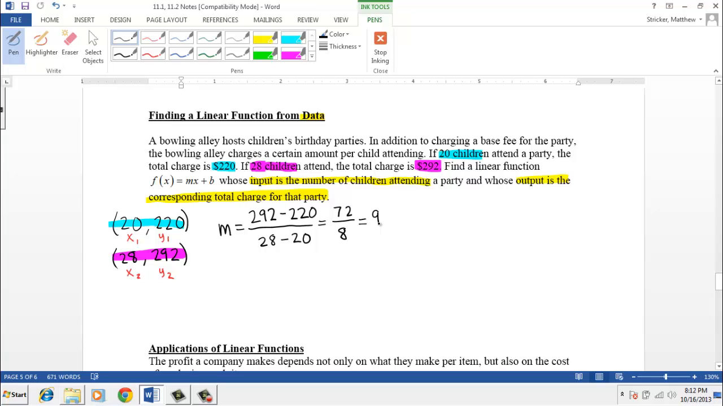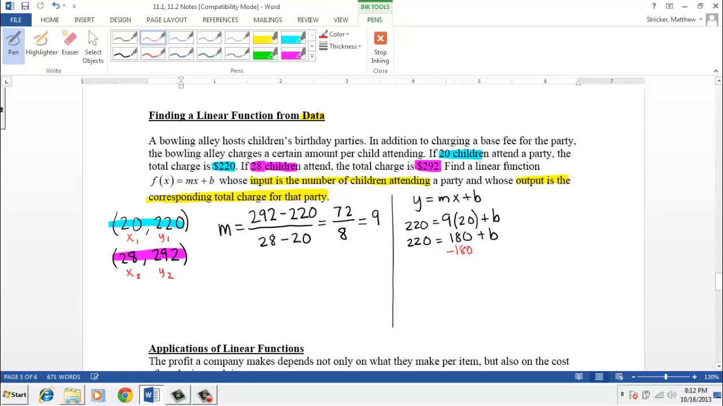So we now have the slope. And I'm going to go ahead and use method 2 here to find our equation. So using y equals mx plus b, we know that if we use our first point here, we have 220 is equal to a slope of 9 times an x of 20 plus b, or 220 equals 180 plus b.